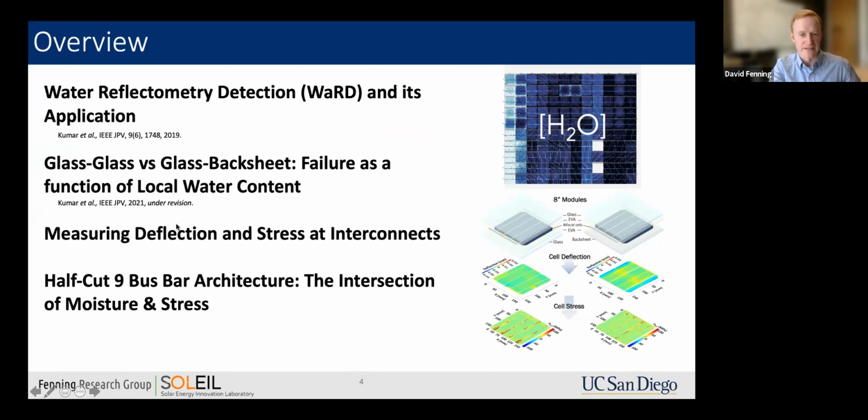Now let's switch gears a little bit to talk about the measurement of deflection and stress, with an example on interconnects, before connecting the two, water and stress, as we look at half-cut 9-bus bar mini modules that really represent one direction that the industry is moving.